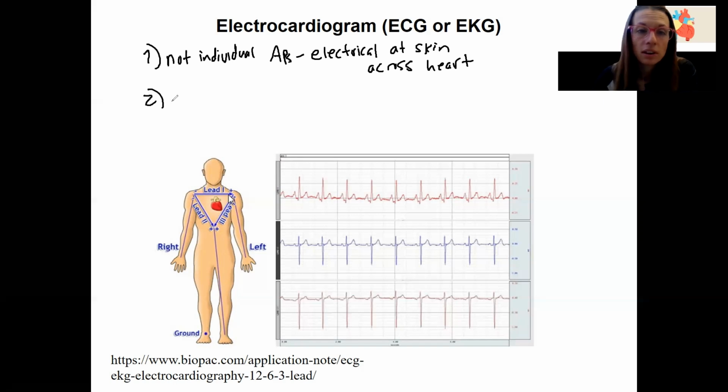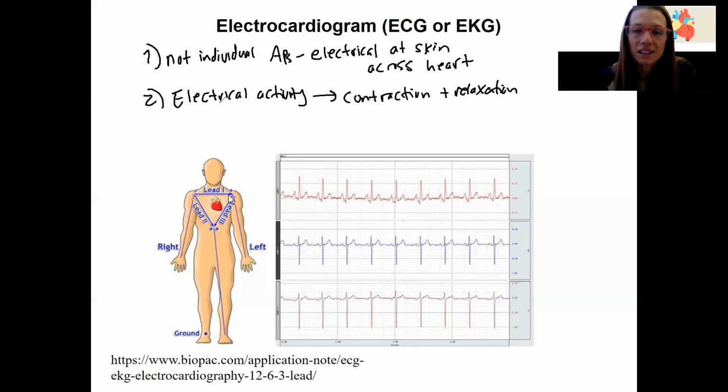Two, it's electrical activity, right? So that's all we're measuring here. These are going to correspond to contraction events, and we'll talk about those next week. But it directly is a measure of the electrical activity. And because of this, it's clinically relevant. So we can learn a lot about how the heart is functioning based on how these peaks and valleys look.